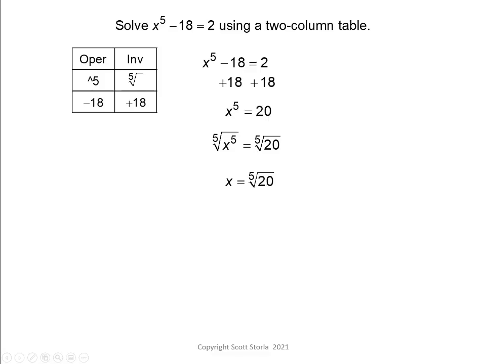To check my work, I return to the original and substitute. The fifth power undoes the fifth root, and I'm left with the radicand. And then I simplify, find my values are the same, and I'm comfortable with my work.